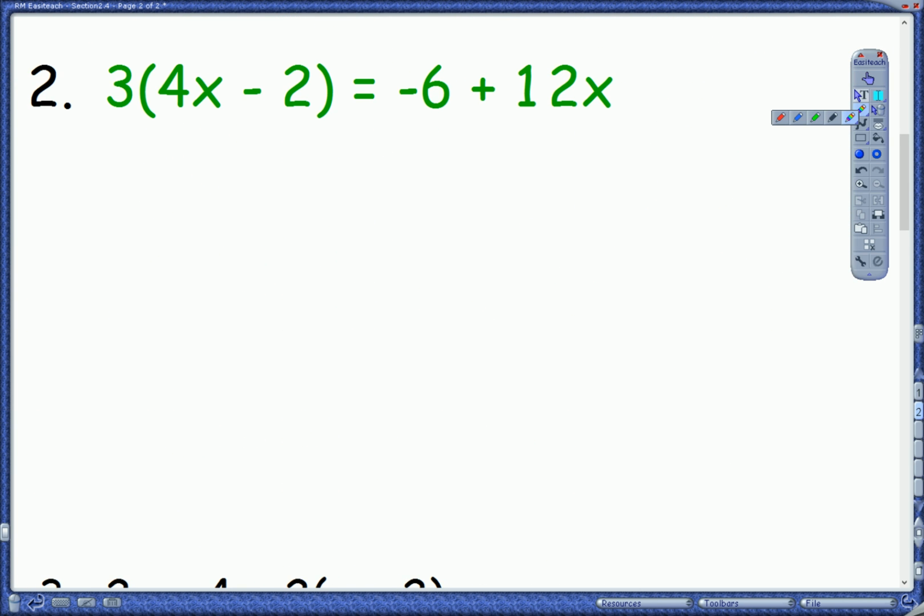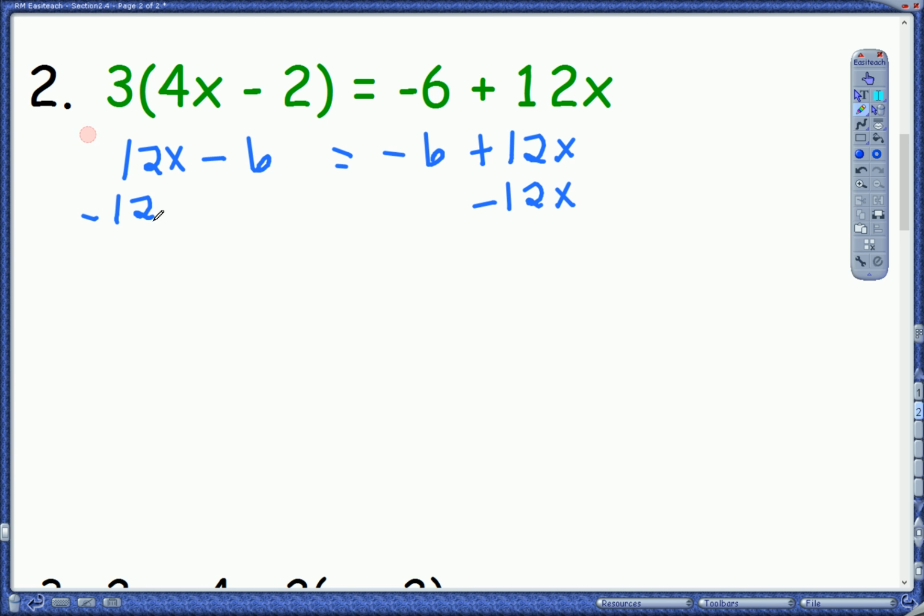Okay, number 2. I see the distributive property, so 3 times 4, so 12x minus 6 equals negative 6 plus 12x. I notice right away that this is a special case because there's 12x on both sides. So if I subtract 12x, they both cancel out. But this time I'm left with negative 6 equals negative 6. That's a true statement. This is when I would write all real numbers.